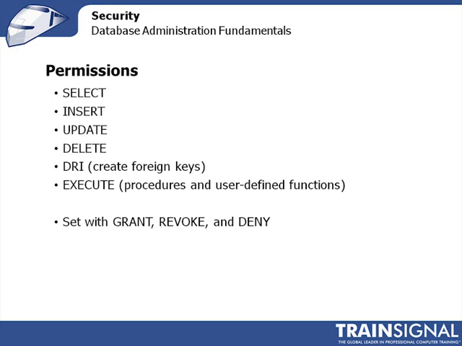Some of the permissions that can be assigned include permission to select, insert, update, or delete data. There are also permissions for DRI, or Declarative Referential Integrity, which means creating foreign keys, and there's a permission for execute, both to execute procedures and user-defined functions. You set these using the commands grant, revoke, and deny. Grant gives you the ability to do something. Revoke takes that ability away, but it does not prevent you from using the permission if you've gotten it from somewhere else, such as a database role membership. A deny permission means you're not allowed to do that, even if you have a grant permission that comes in from somewhere else.